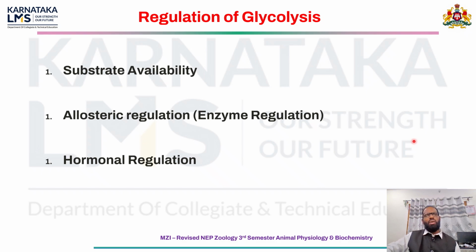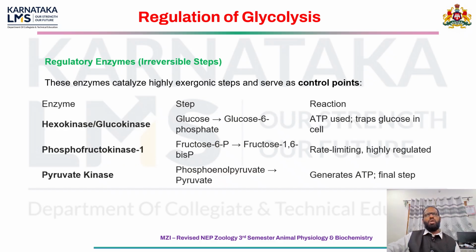The first level of regulation is the substrate availability. The second level of regulation is the allosteric regulation by the enzymes. The third type of regulation is the hormonal regulation. Okay, in the second type, that is the regulatory enzymes, there are 3 important regulatory enzymes.